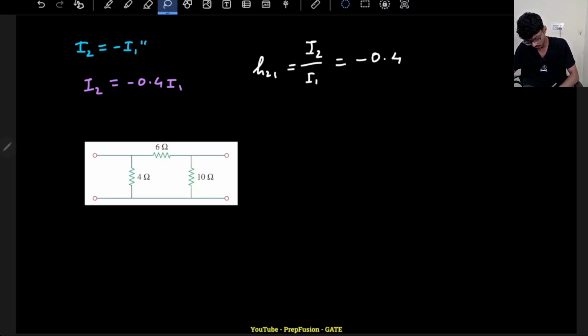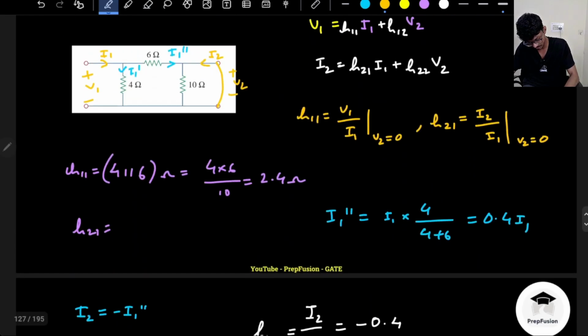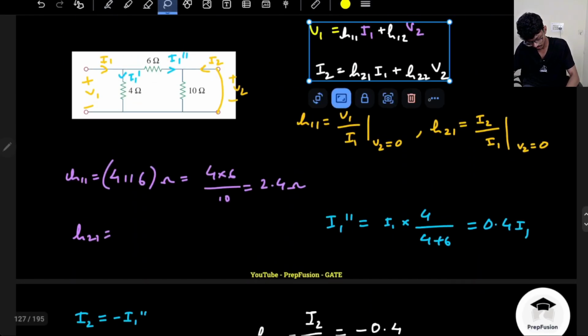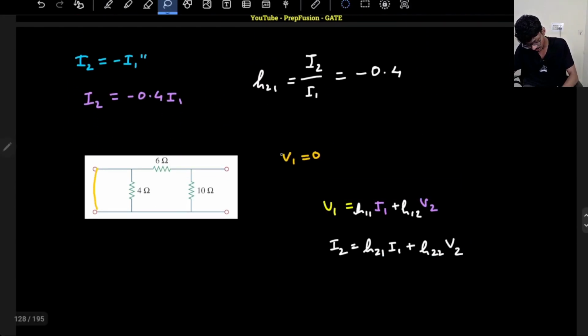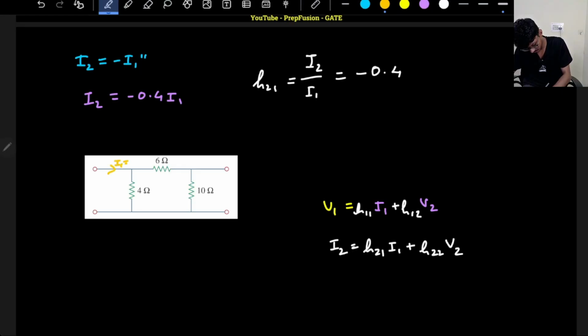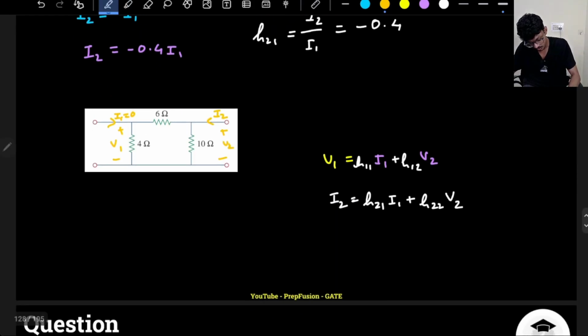Okay, so the other portion is V1 equals to 0. So I will short the V1, right? So if I write the equations again, sorry, not V1, I always tend to forget. Not V1 equal to 0, I have to make I1 equal to 0. So I1 equal to 0 means just make this open circuit. So V1 is here, this is my V2, and I don't care about I2, I2 can be anything.